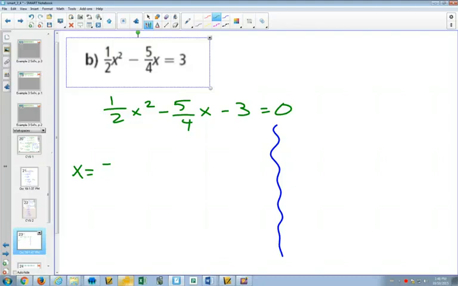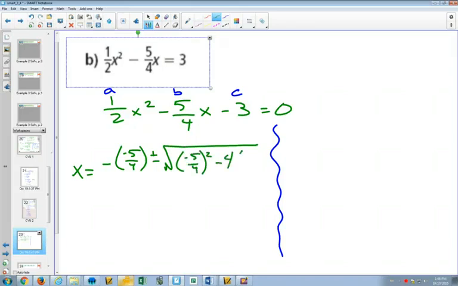Our B value, I'll label them above. A is a half, B is negative 5 over 4, and C is negative 3. So we have negative 5 over 4, plus or minus the square root of b squared minus 4, our a value is a half, our c value is negative 3, all over 2 times a.